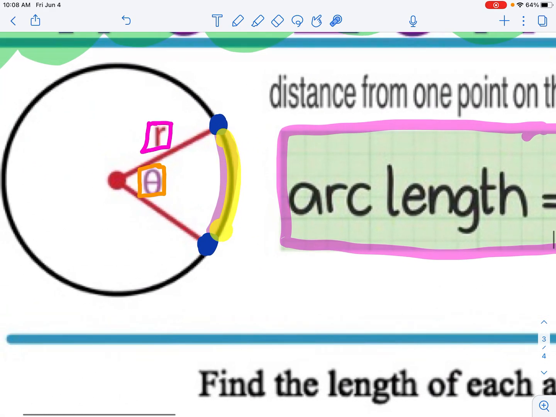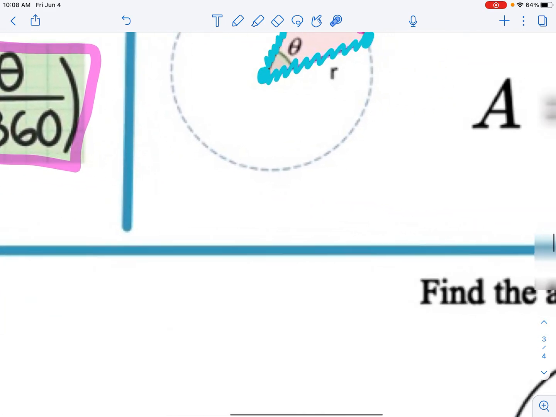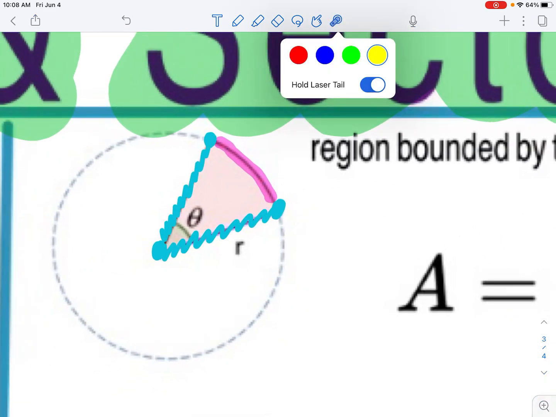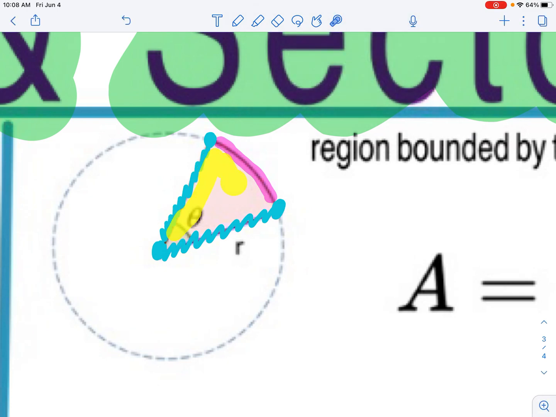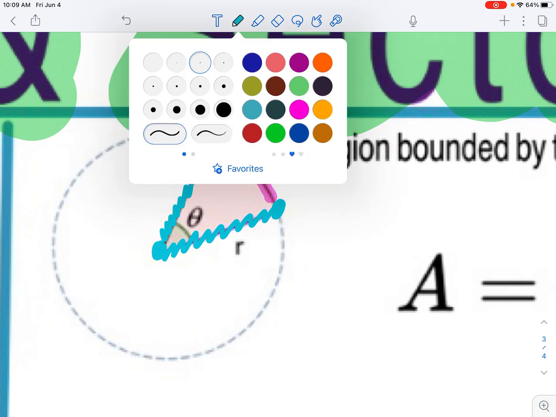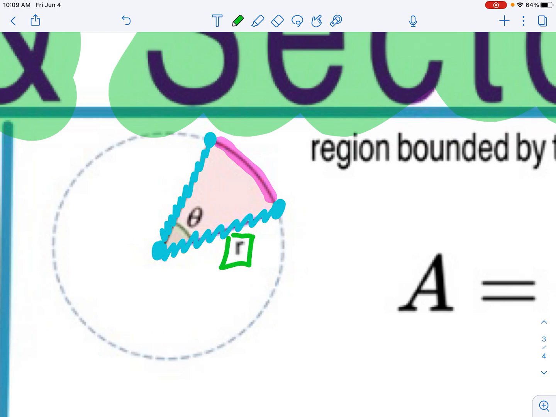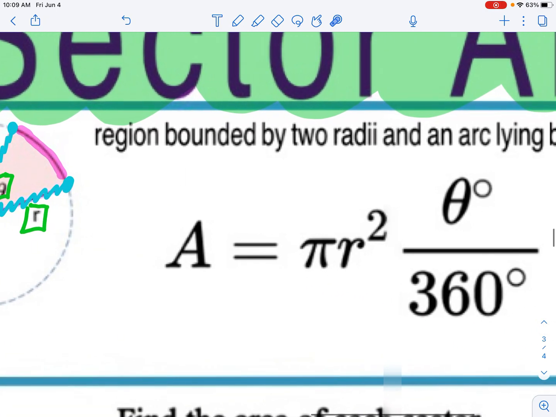So on the arc length, we found the pizza crust, right? For sector area, kiddos, we're actually going to find how much pizza, the stuff in the middle, how much area, how much space is in here, okay? So again, the two things that we need to identify are R, the radius, the distance from the center of the circle to the side, and theta, the measurement of the angle.